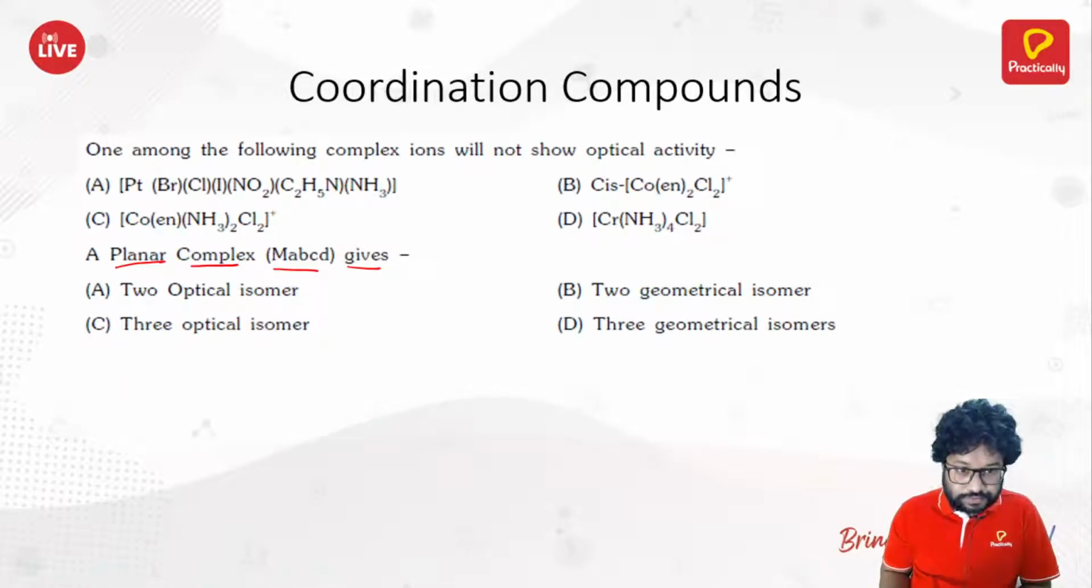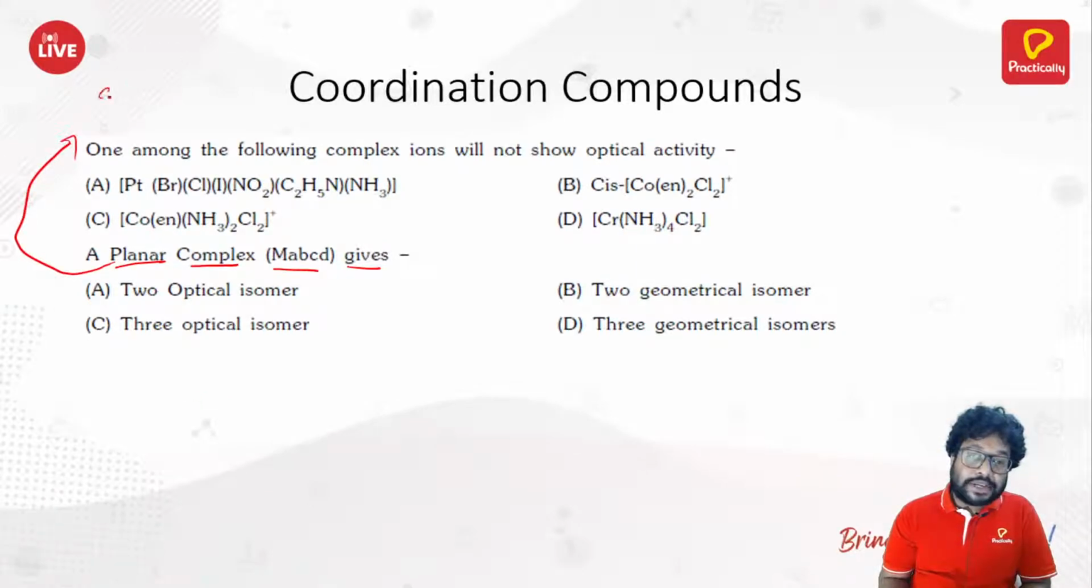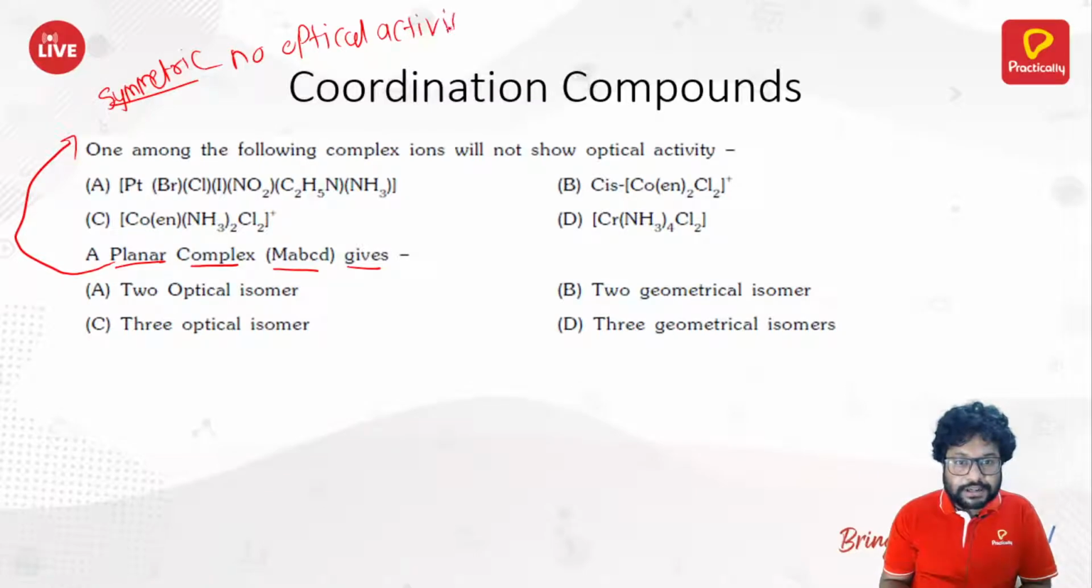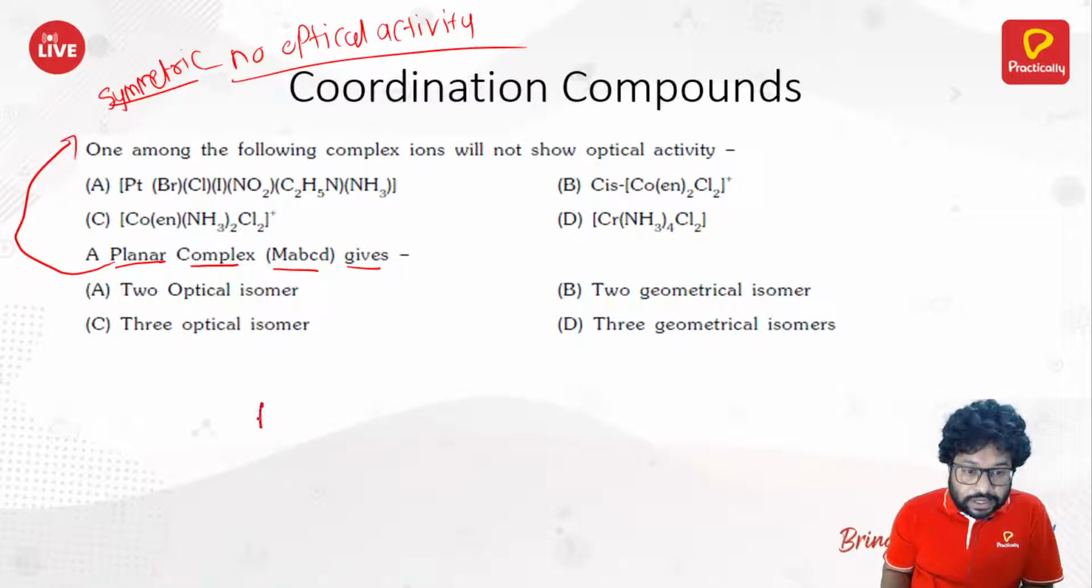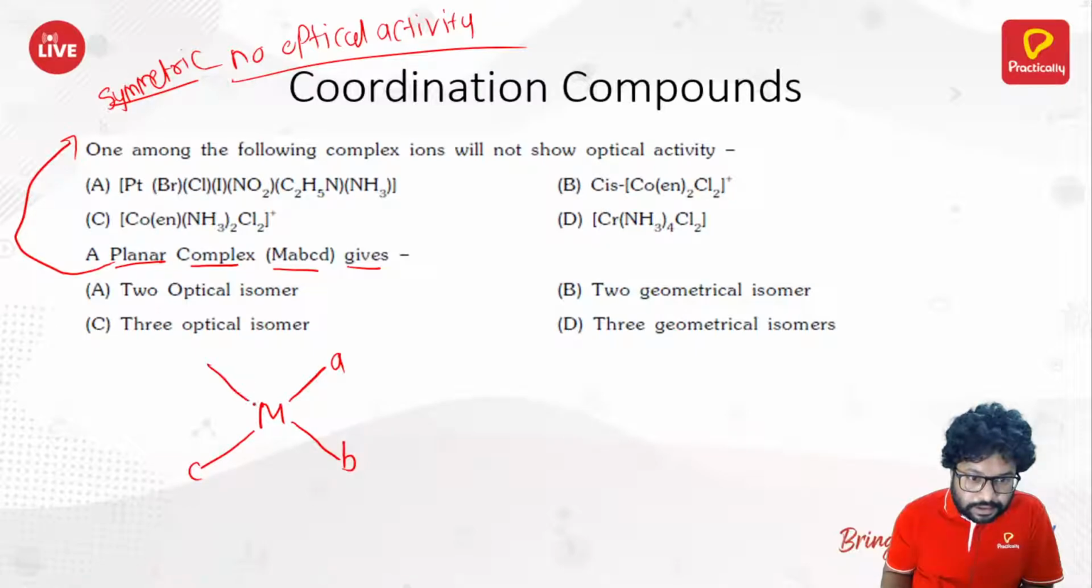Let me show you. So they are saying planar complex, right? So planar complexes do not show optical activity anyways, because planar complexes are symmetric, and symmetric compounds do not show optical activity. So no optical activity, but they can show geometrical isomerism. Okay, so let's draw them one by one. M A B C D. It's a square planar, right? It's a square planar like this.